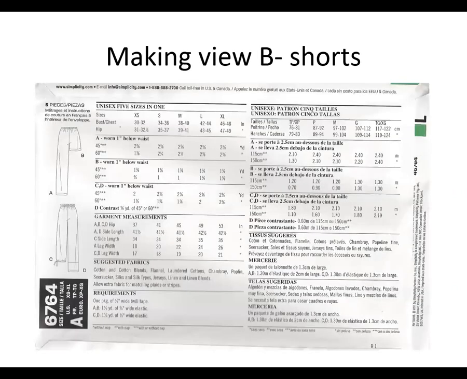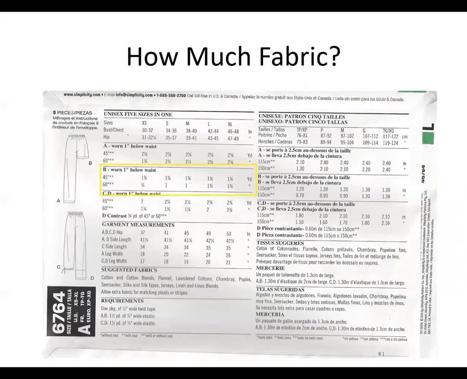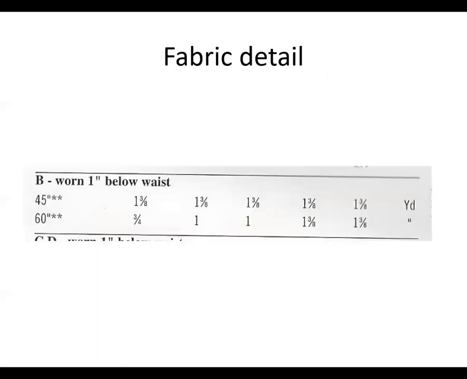Let's go back to the back. We are going to make view B, so we are making the shorts. And we need to know things like how much fabric to purchase. And this is where we find that. You'll notice it's broken down by view A, B, and C and D. And we are, of course, looking at B. And the medium is the third column in.